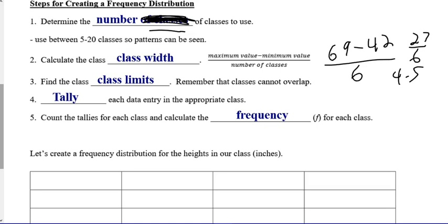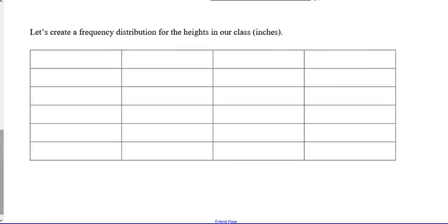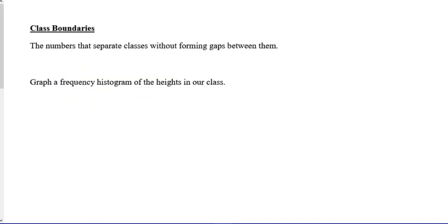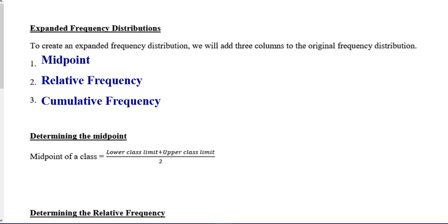Then tally the data into the appropriate class, and then count the tallies and calculate the frequency, which we did earlier for each class. Now, we're not going to do this. We're not going to take the heights of everybody in the class right now and get new data when we have good data to use. So we're just going to, on the next page, use the presidents' heights, if the board will advance. There we go. Okay. I didn't go too far. There we go.